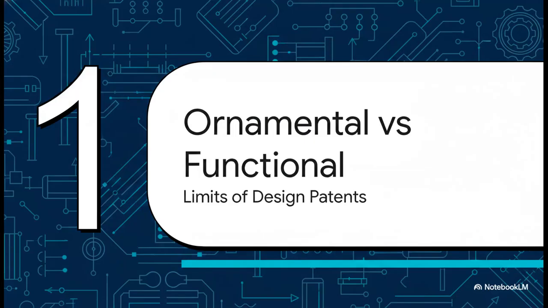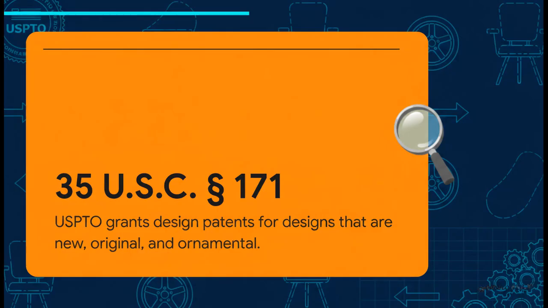Section 1, ornamental versus functional limits. So we have to start with the single most critical threshold. This dictates whether your application even survives before the real examination begins. The entire foundation of design patent eligibility comes down to 35 U.S.C. Section 171. This statute demands a design be new, original, and ornamental. Now, in our experience, it's the nuances of that ornamental standard that trip up most applicants.